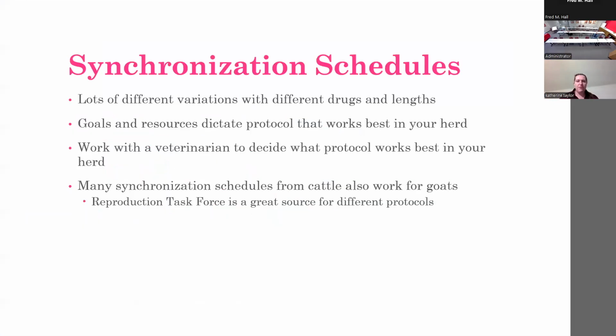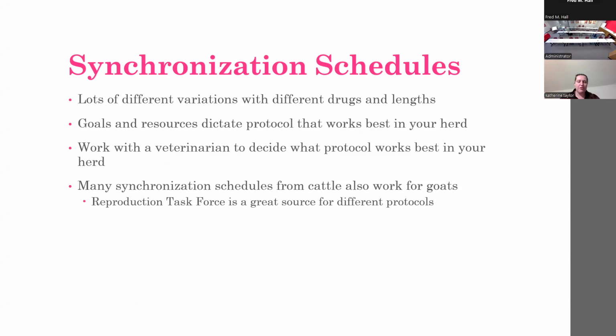So we use those synchronization schedules. There are a lot of different variations, but it allows us to time up that doe in her cycle, dictate what time is best within your herd to AI, and group our does together. You can work with a veterinarian to decide what protocol is best for your herd. There are lots of variations: different drugs, how long the CIDR is in, whether we use PG600 or not.